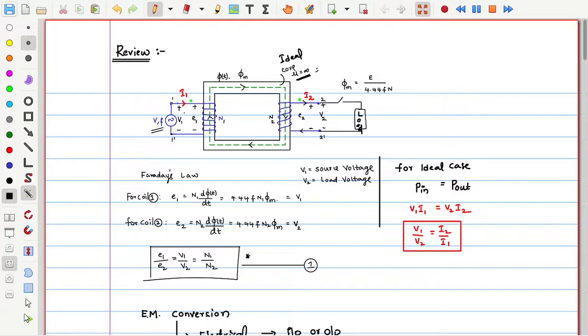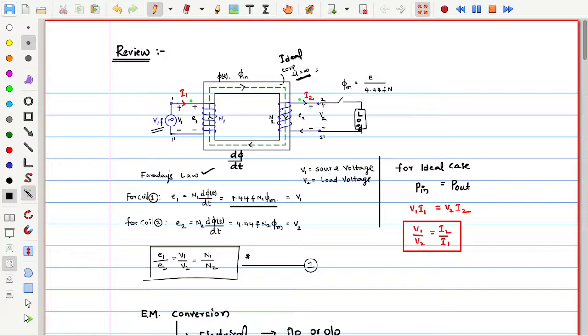And the major thing we use in the transformer in understanding the principle of operation is Faraday's law. We have seen that the induced EMF we get is 4.44 f N1 phi m. This we got as induced EMF per turn times the number of turns of coil 1. So induced EMF per turn is E1 by N1, which is equal to d phi by dt. That means once we know the rate of change of the flux in the core, we can easily predict the induced EMF in coil 1 and coil 2, once we know the number of turns of each of these coils, N1 and N2. That is, d phi by dt into N1 is E1, and d phi by dt into N2 is E2.